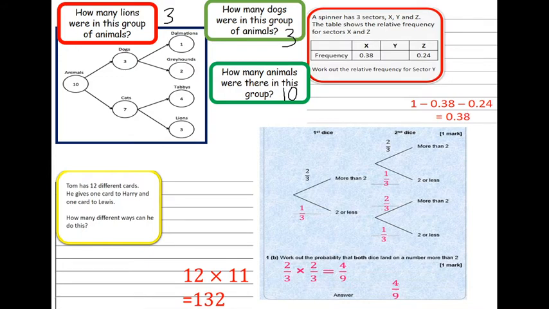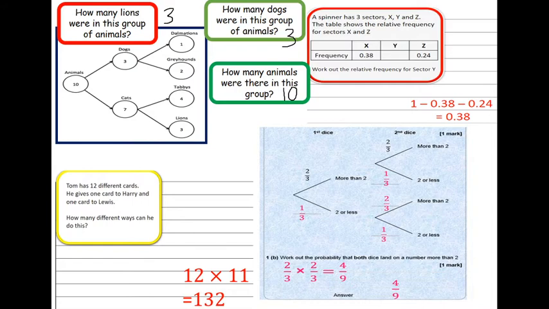Now, for the bottom left question, if Tom has 12 different cards, he gives one to Harry, one to Lewis. So he's got 12 choices for the first card, which he gives to Harry, so Harry could have any of the first 12. And then once a card has been given to Harry, that means there's only 11 choices left. So that's the reason why I've got 12 and 11 written down there. So it's 12 times 11.